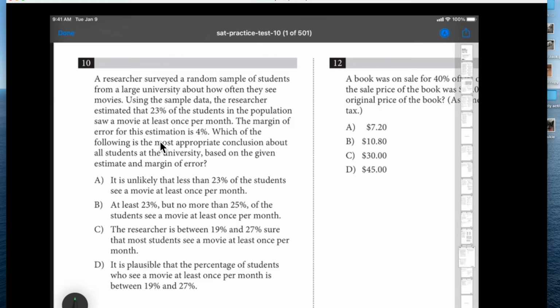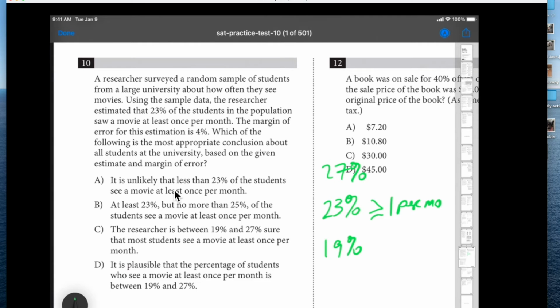Okay, so he estimates that 23% watch movies at least once a month. Greater than or equal to 1 per month. There's a margin of error of 4%. So that means the minimum is 19% of the students and the maximum is 27%. Okay, so he's estimating here that between 19 and 27%. Here's our range. Okay, let's look at the choices.